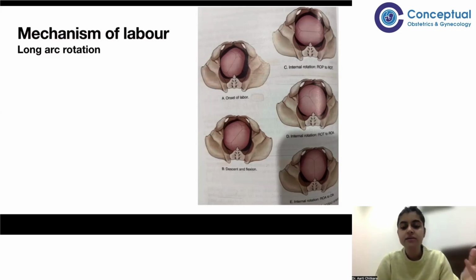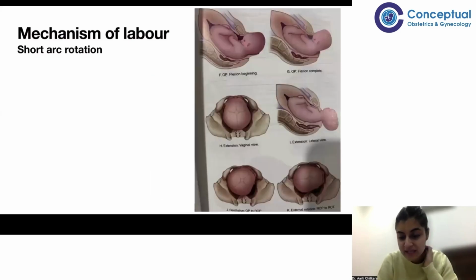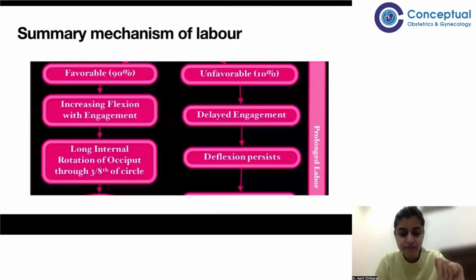So the mechanisms of labor are three. And the outcomes are two, either a favorable outcome or a not favorable outcome. Let me come to this first. Favorable outcome is seen in as high as 90% of the patients.